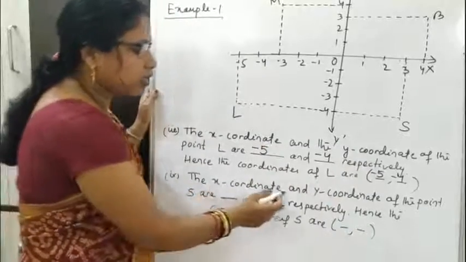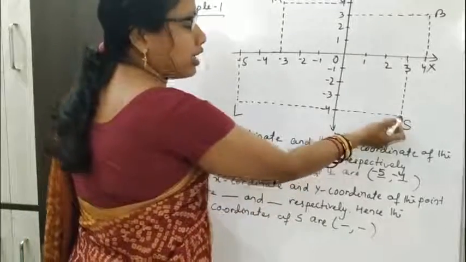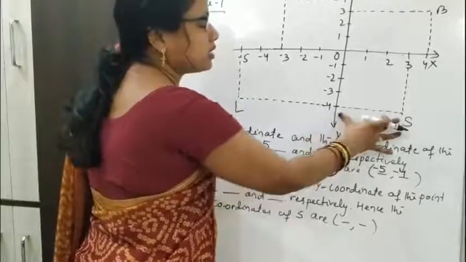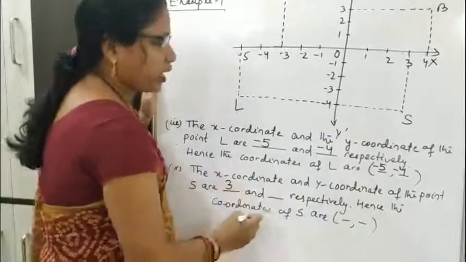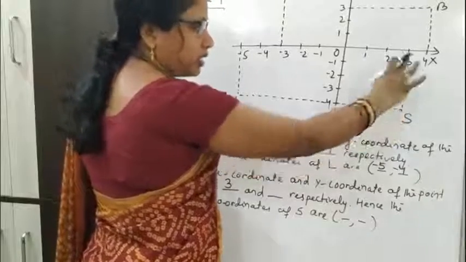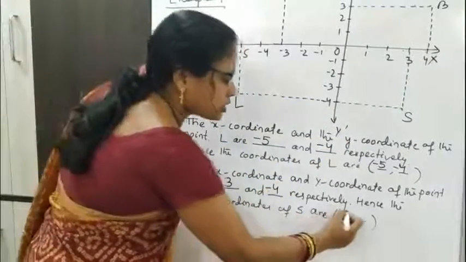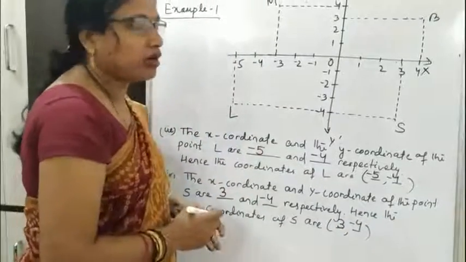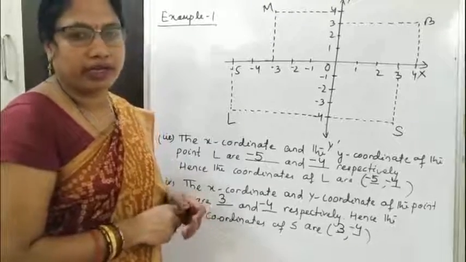Next, the x coordinate and y coordinate of the point S. Here is the point S. The x coordinate of point S is the distance of point S from the y axis. This distance is 3. And the y coordinate is the perpendicular distance of point S from the x axis. That means this distance, which is minus 4. So this is 3 and minus 4. In this way we can find the coordinate points, or abscissa or ordinate, of any point in a Cartesian plane.